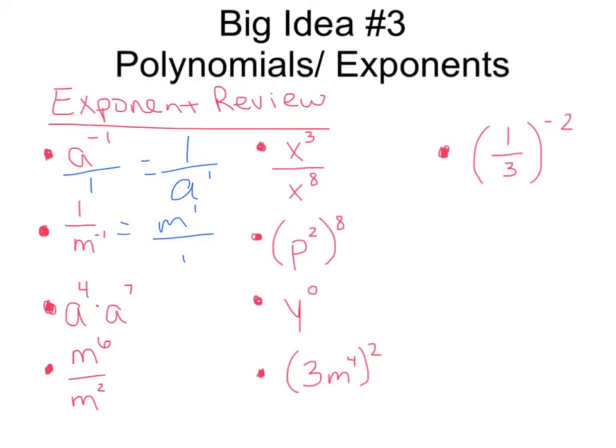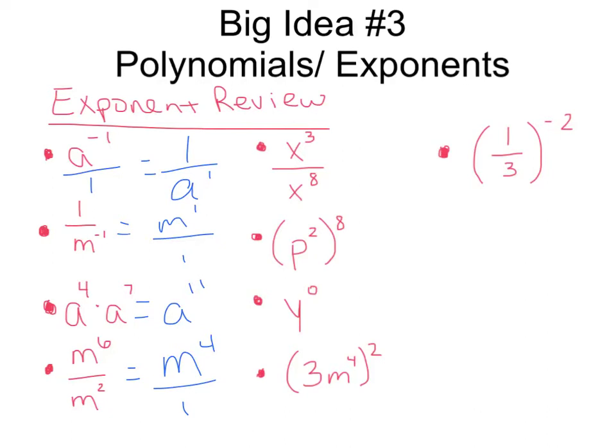A to the 4th times a to the 7th. When you're multiplying, you actually add your exponents, becomes a to the 11th. M to the 6th over m to the 2nd. When you're dividing, you actually subtract your exponents, so you figure out where they're bigger. Well, they're bigger on top, so I keep the m on top, and 6 minus 2 is 4, so you get m to the 4th.